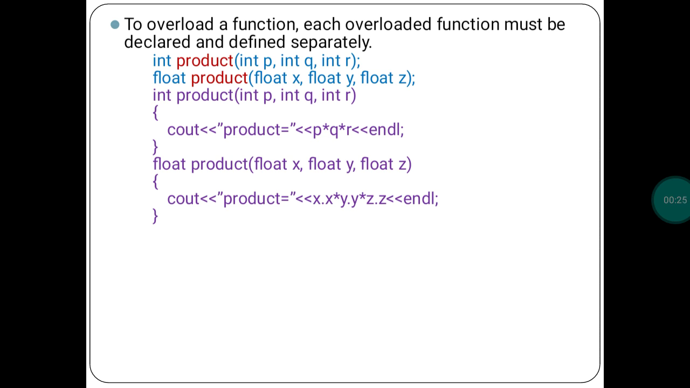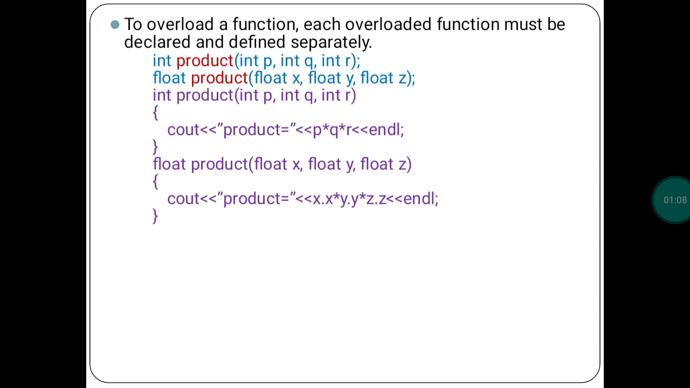In function overloading, each overloaded function must be declared and defined separately. All the functions must be declared and defined separately. First you have to declare it, then you have to define it. So first I will define int product, int p, int q, int r. Here int is the return type specifier, product is the function name, and p, q, r are the three arguments, int type arguments. This is the first function.